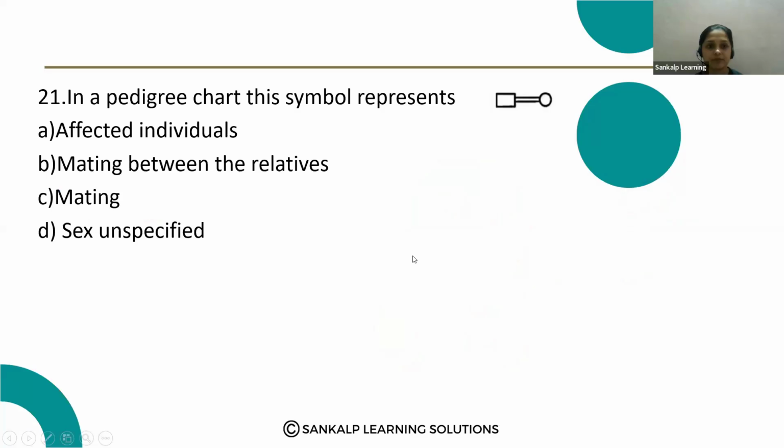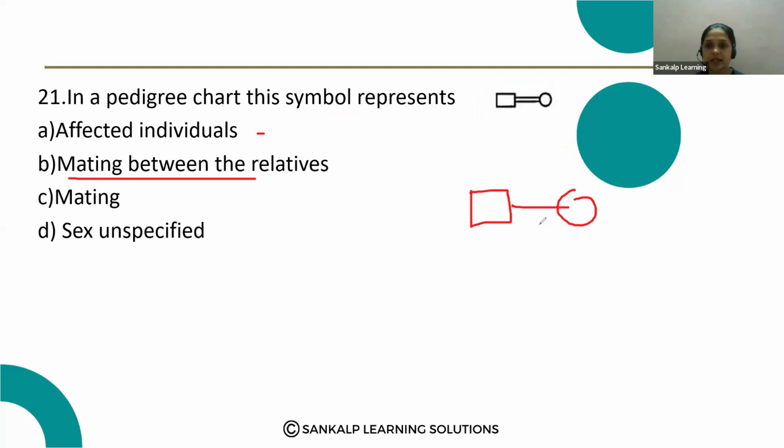Next question. In a pedigree chart, what does this symbol represent? This symbol. Okay. Here, affected individuals, mating between the relatives, mating, sex unspecified. Here, affected individuals are represented in a dark color, a shaded color. Mating between the relatives. So, the mating is represented like this.